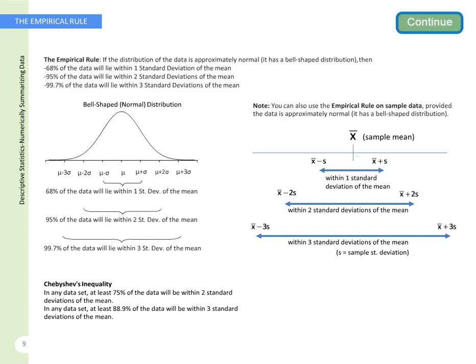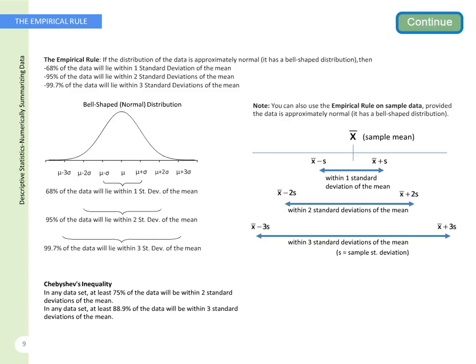The empirical rule states that if the distribution of the data is approximately normal, then 68% of the data will lie within one standard deviation of the mean. 95% of the data will lie within two standard deviations of the mean. And 99.7% of the data will lie within 3 standard deviations of the mean. You can also use the empirical rule on sample data, provided the sample data has a bell-shaped distribution.